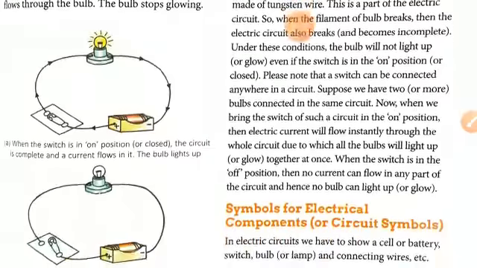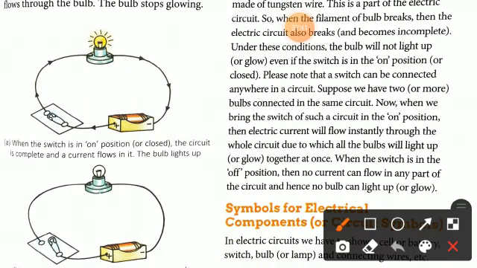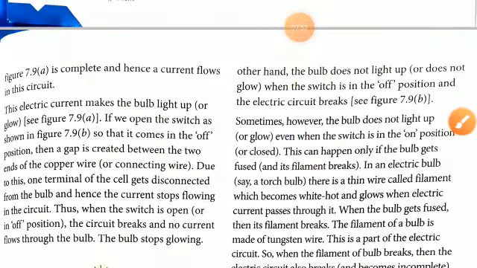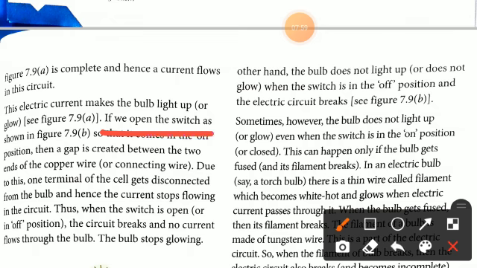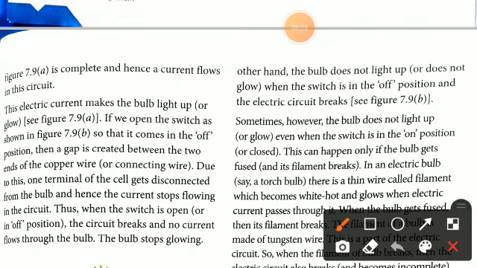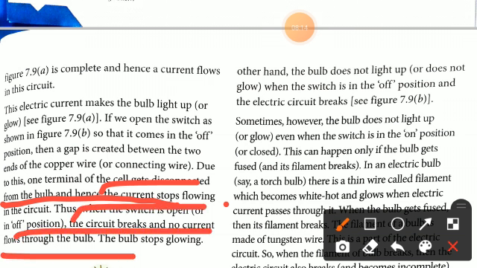I will show you where this is in your figure. You can see here, this one is your on position. This switch is in on position, the bulb is glowing, and this is your off position and the bulb is not glowing in this case. Fine. So the electric current makes the bulb light up. If we open the switch as shown in figure b, the bulb will not glow. Due to this, one terminal of the cell gets disconnected from the bulb and hence the current stops flowing. When the switch is open or in off position, the circuit breaks and no current flows through the bulb, so it will stop glowing. I will demonstrate in brief.